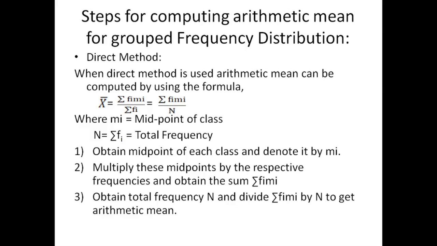In the direct method, the arithmetic mean for group frequency distribution can be calculated by using the formula x bar is equal to summation of fi into mi divided by summation of fi, where summation of fi equals capital N and mi is the midpoint of the class. And we know the definition of midpoint is upper limit plus lower limit divided by 2, or upper boundary plus lower boundary divided by 2.